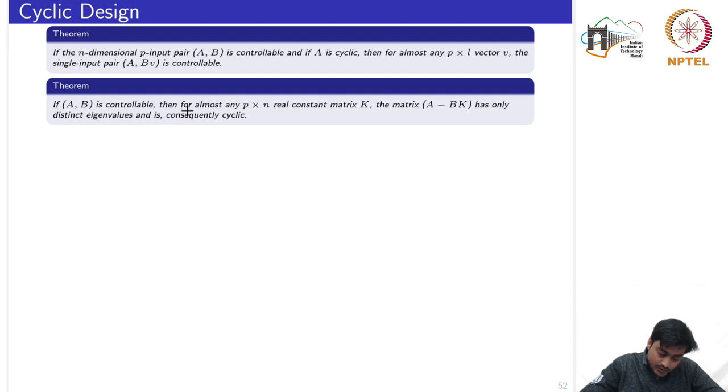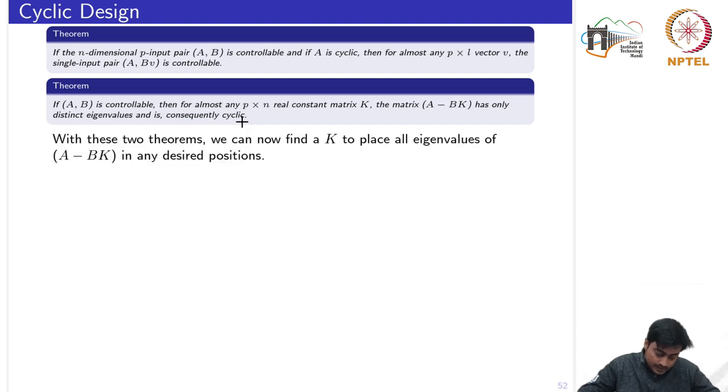Now, if this pair is controllable, we can select any K matrix of appropriate dimension such that this matrix has distinct eigenvalues, or it becomes cyclic. Okay. So we can now find the K matrix to place all eigenvalues of this closed loop state matrix in any desired position.